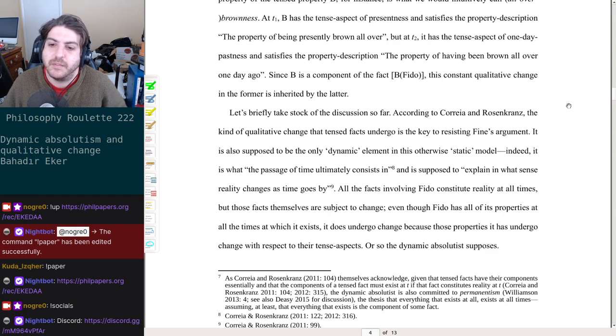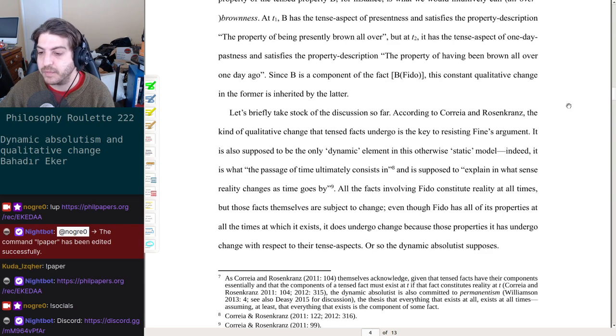Let's briefly take stock of the discussion so far. According to Correa and Rosencrantz, the kind of qualitative change that tensed facts undergo is the key to resisting Fein's argument. It is also supposed to be the only dynamic element in this otherwise static model. Indeed, it is what the passage of time ultimately consists in, and is supposed to explain in what sense reality changes as time goes by.